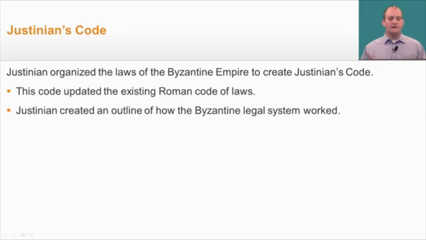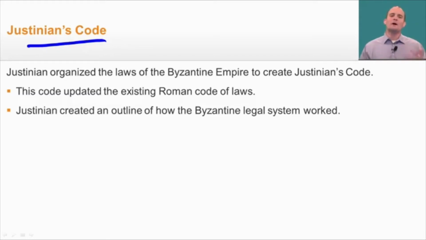Now, Justinian also created an outline of how the Byzantine legal system worked. The interesting thing about Justinian's code is that it regulated almost every single aspect of Byzantine life, from crime, from marriage, from women's rights, as well as property rights. So it wasn't just saying you cannot break into someone's house. It was much more in-depth.